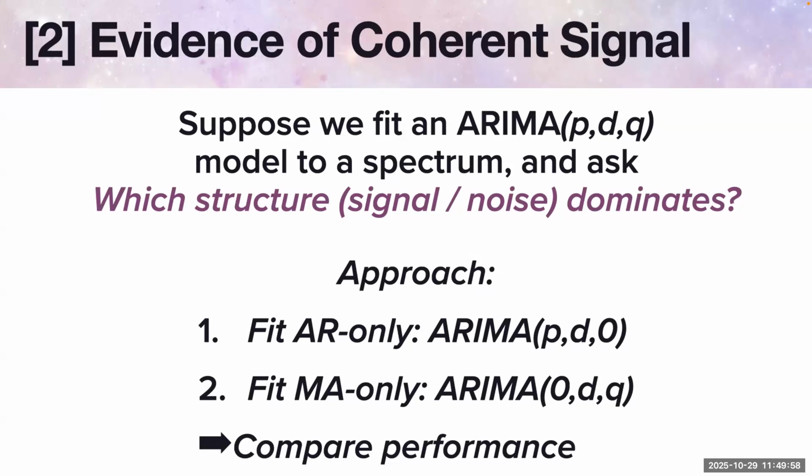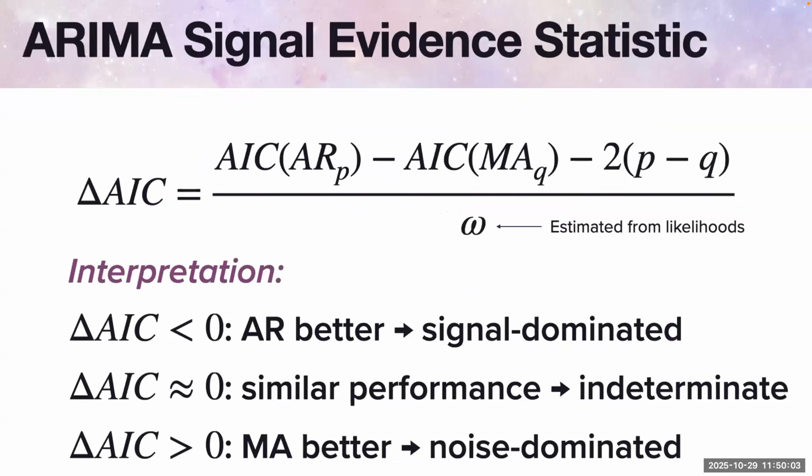and define a statistic and look at its distribution, right? So what I'm calling my signal evidence statistic is essentially just the difference in the AICs, the fit criteria, of these individual models, right? So if I fit a full ARIMA(p,d,q), then I fit an AR(p,d) and an MA(d,q), and I compare the fit. This has been centered and standardized in a certain way that I'll get to in just a second. But just think of it basically as the difference in goodness of fit.